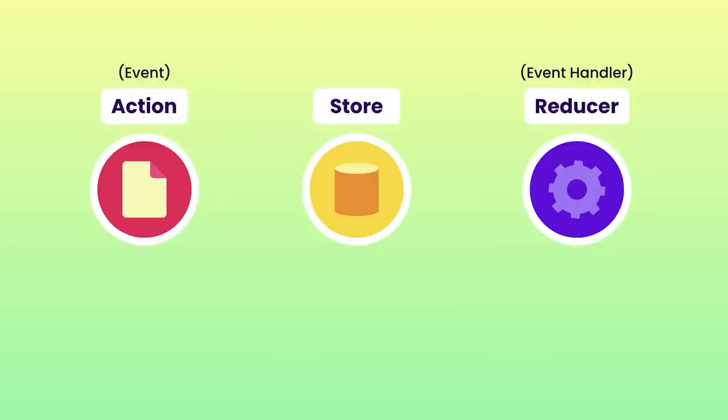Now, how do these building blocks work together? Well, when the user performs an action, let's say they add an item to their shopping cart, we create an action object and dispatch it. The store object has a dispatch method that takes an action. It will then forward this action to the reducer. So we do not call the reducer directly.